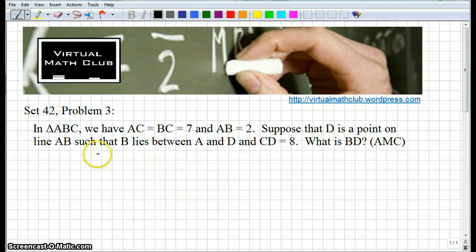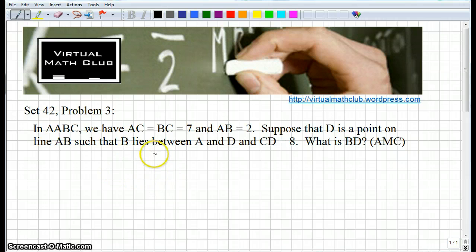Alright, in problem number 3 we have a triangle, ABC. And we're given the lengths of sides AC and BC, and we're told that they're 7. And the third side, AB, is 2. And so let's start with that. Let's draw what that looks like. We need a picture here.